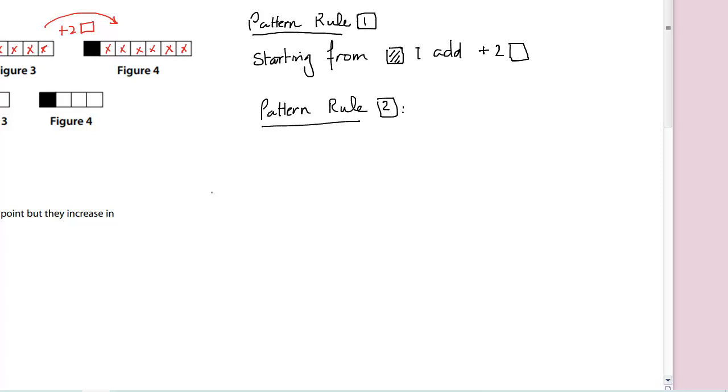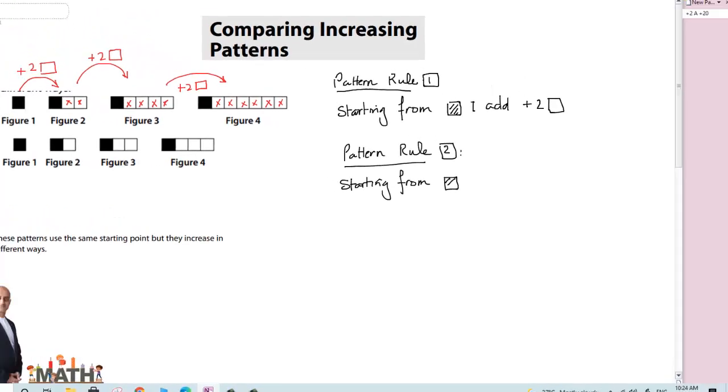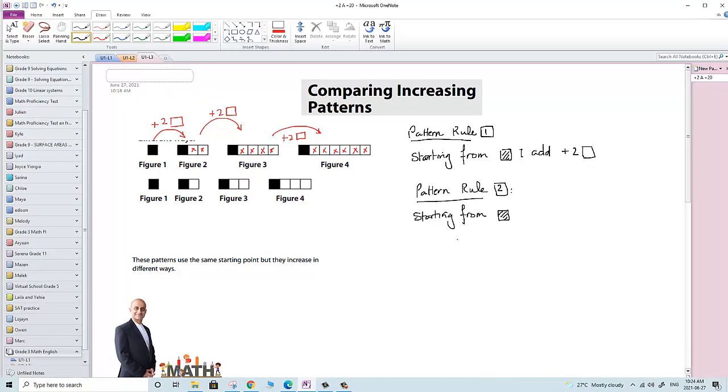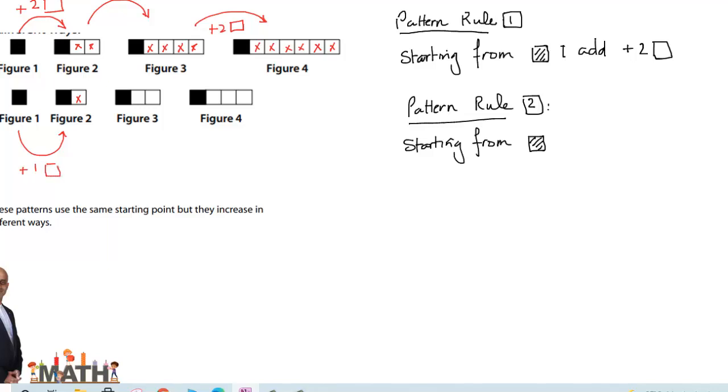Let's see. I'm starting from what? I'm starting from one black block. So starting from one black block. Perfect. But to go from number 1 to number 2, I did what? I left the dark block, but I added only one. So that means I'm adding one white block.